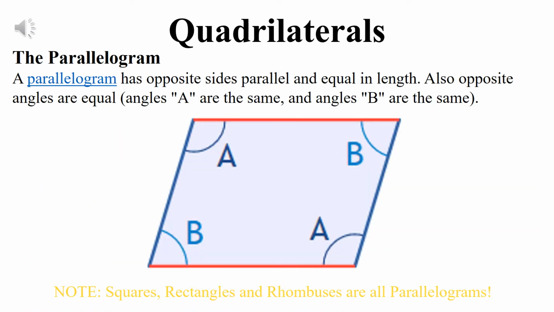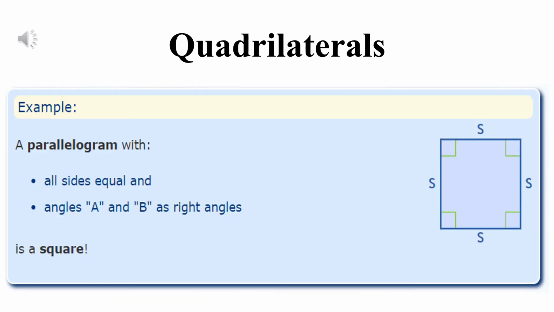The parallelogram. A parallelogram has opposite sides parallel and equal in length. Also, opposite angles are equal. Angles A are the same and angles B are the same. Note, squares, rectangles, and rhombuses are all parallelograms. Example, a parallelogram with all sides equal and angles A and B as right angles is a square.